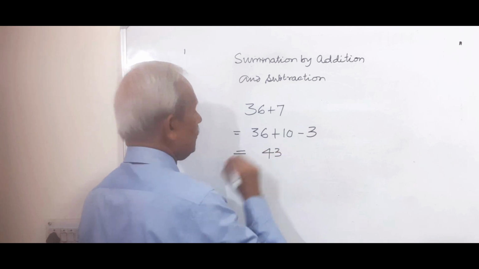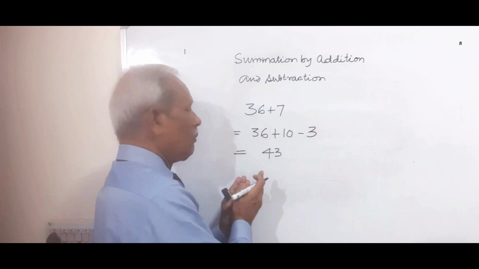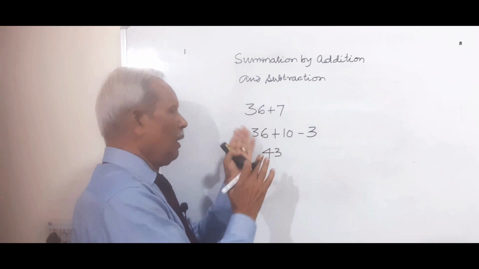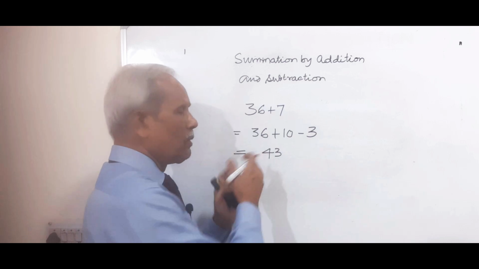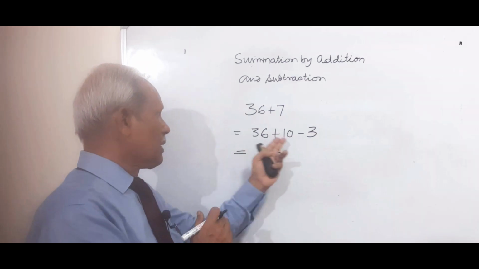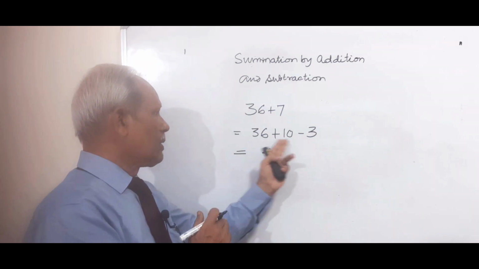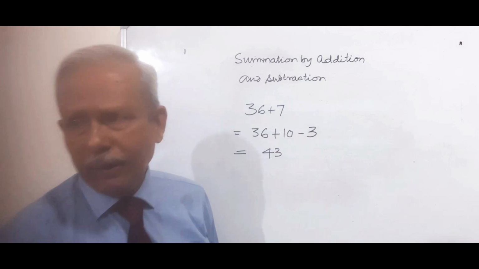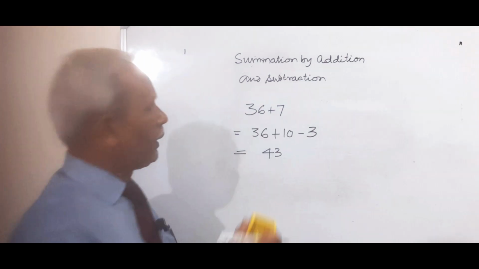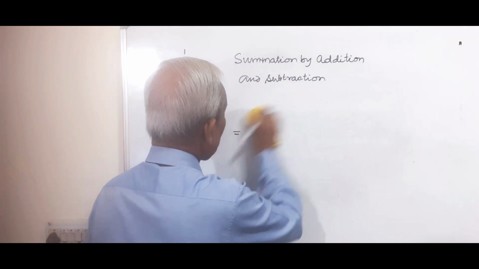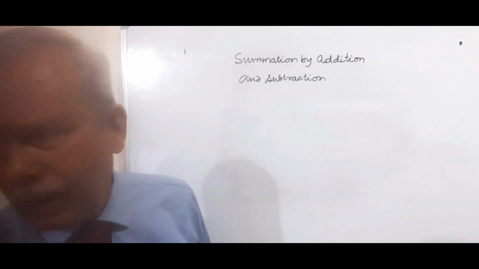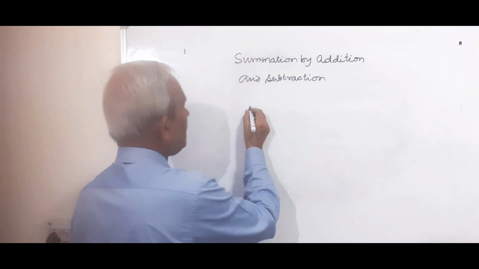It's easier to do. It's a small problem, that's why you may think that this is also quite easy. But for a little bigger problem, this becomes easier. So 36 plus 10 minus 3, 46 minus 3 is 43. That's how we have done it. We can take another problem, 68 plus 8.